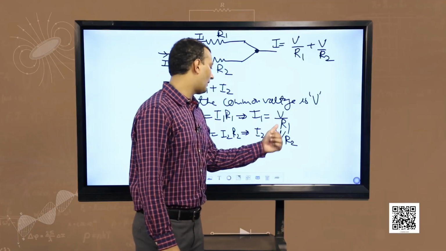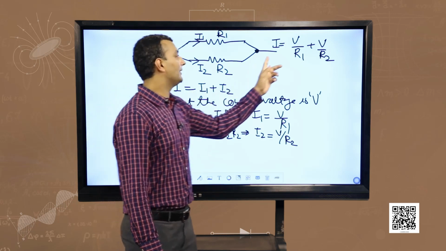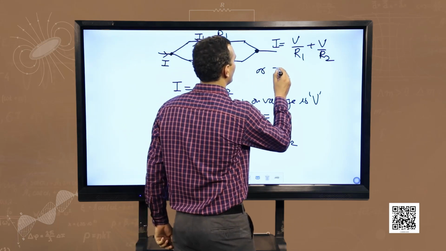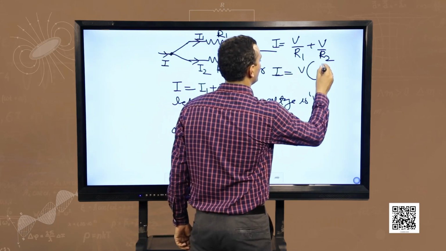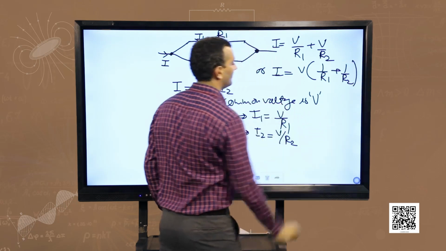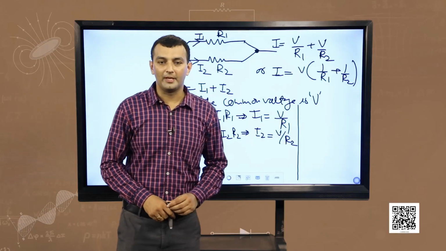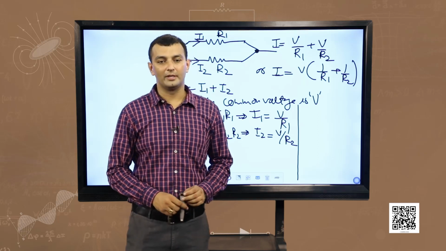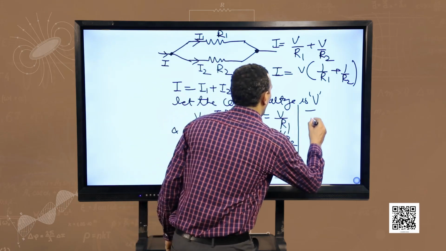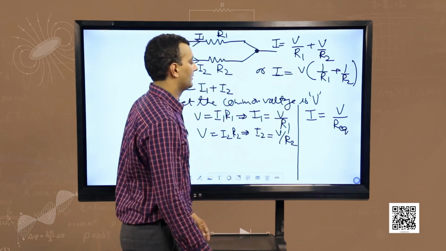So putting the values of I1 and I2 from these equations in this equation, we get I equals V by R1 plus V by R2. Taking V as common, we have this expression. If the combination was replaced by an equivalent resistance R equivalent, we would have by Ohm's law I equal to V upon R equivalent.